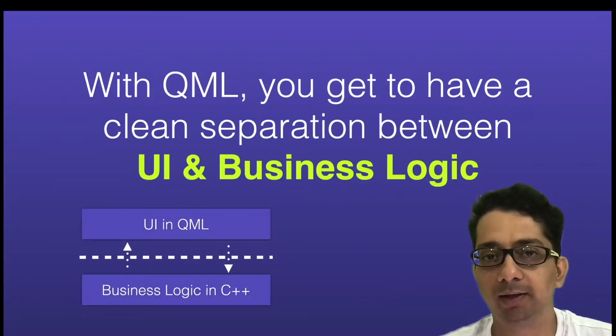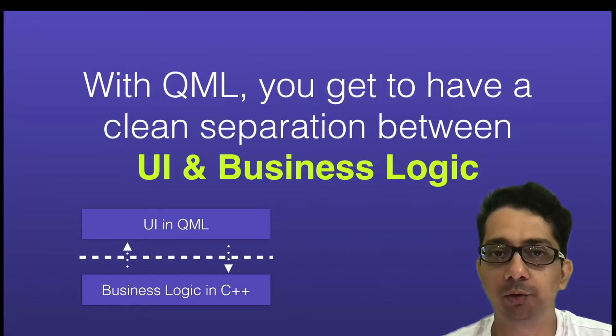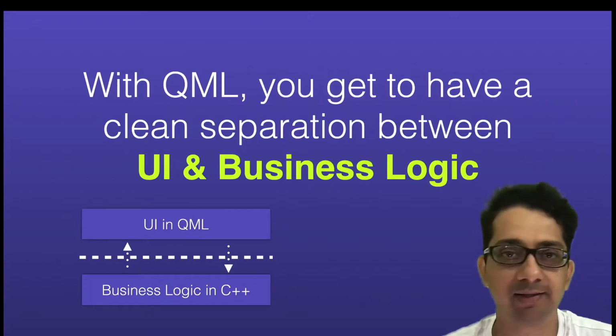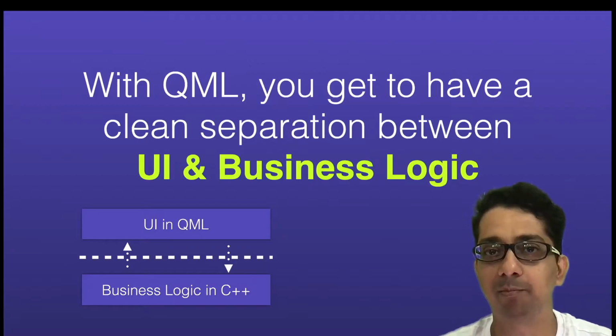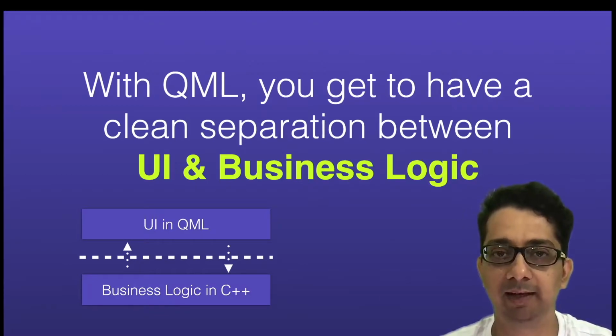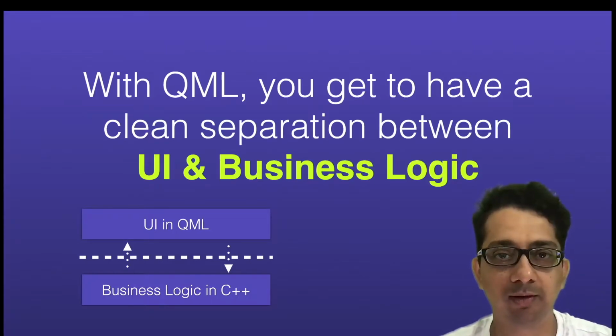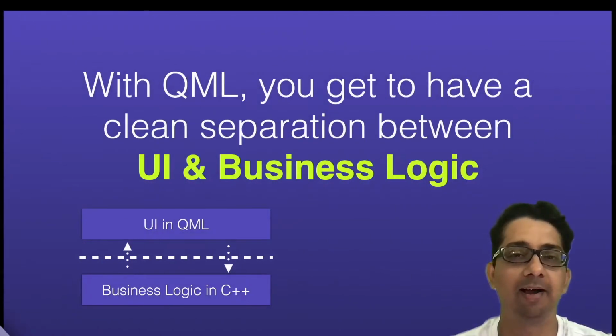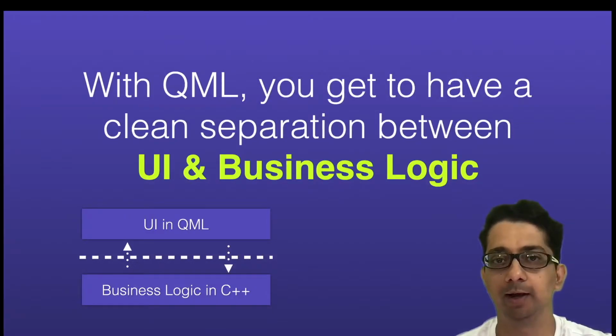The reason for this is very simple. The UI is written in QML, a language very different from what we use to write the business logic, which is C++. And that means these two will end up being distinct layers with a proper interface that leads to cleaner code and better architecture. In my opinion, this is the killer feature of Qt Quick and QML.